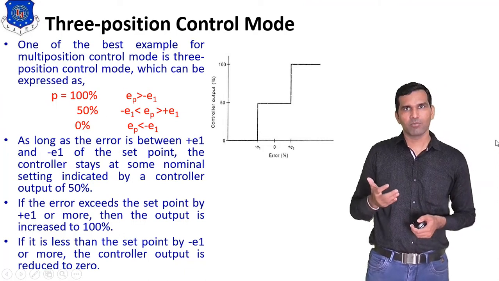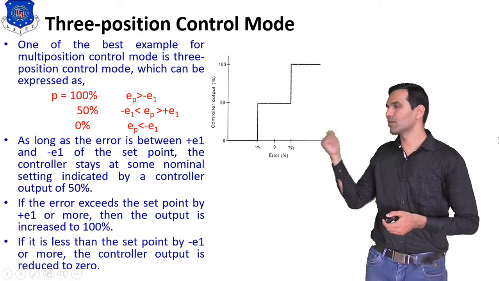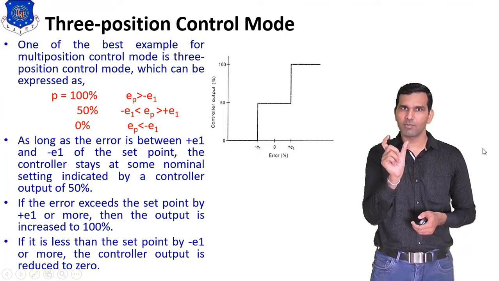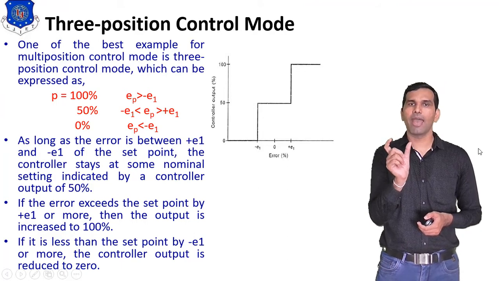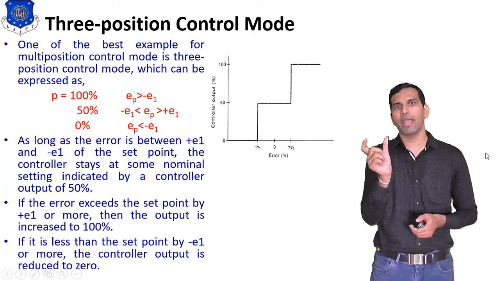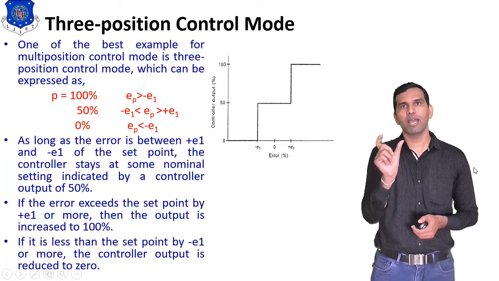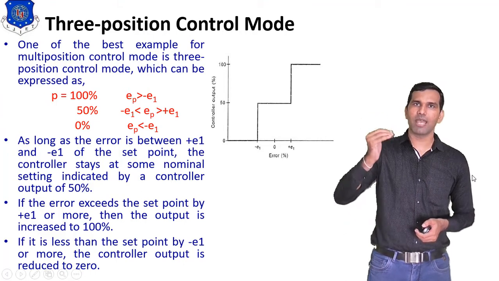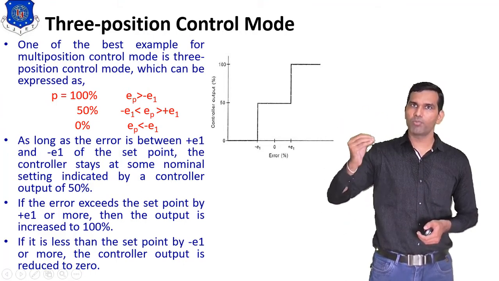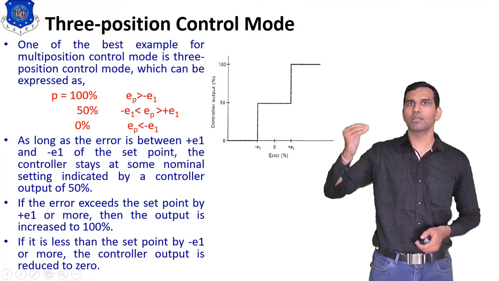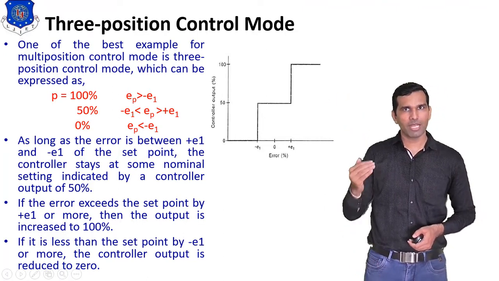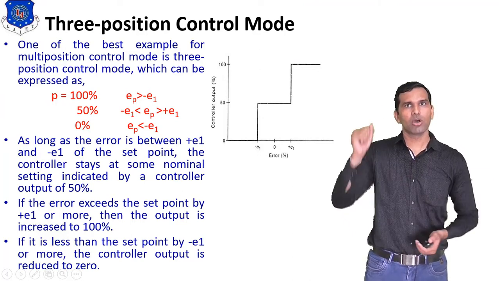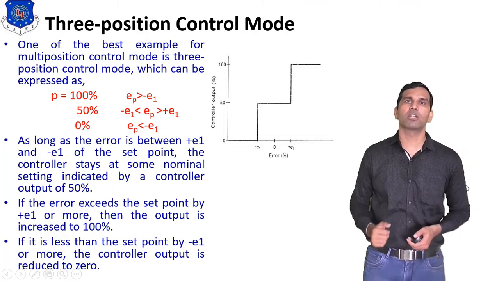You can understand it with the help of this figure. Here you can see the controller output is 50%. That means at that time the error is between minus E1 and plus E2. If the error is increased beyond E1, the control output is increased and goes to 100%. And if the error is decreased, then the output goes to 0. So this is the behavior of the 3-position control mode.